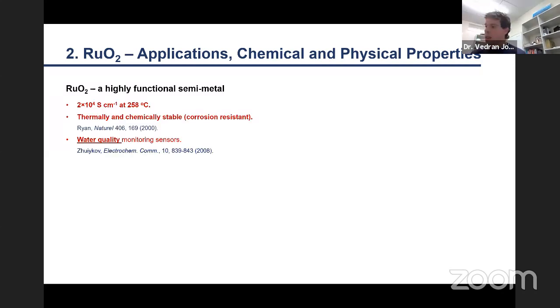So ruthenium dioxide in many senses falls in line with other binary 4D transition metal oxides. It's a good metal, and it's believed to be a Pauli paramagnet. But from the point of view of correlated electron physics and magnetism, it really seems to be one of the least interesting 4D transition metal oxides.